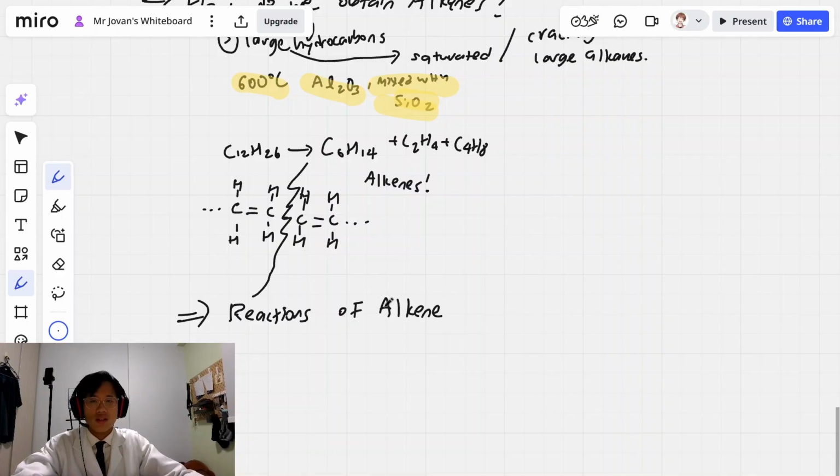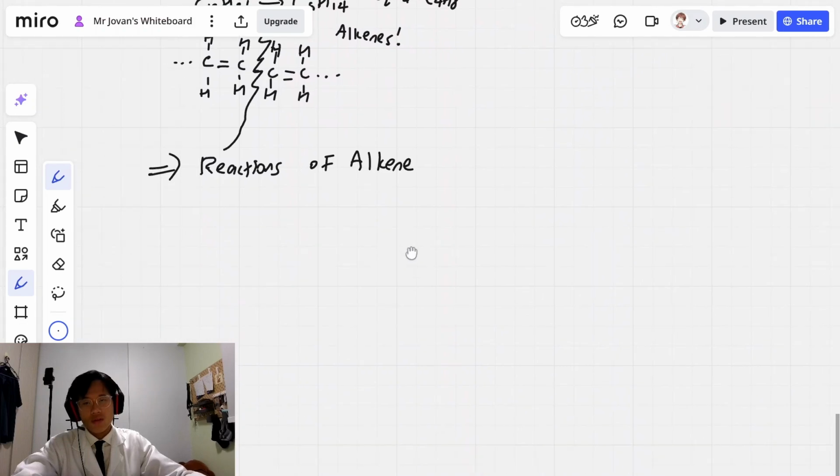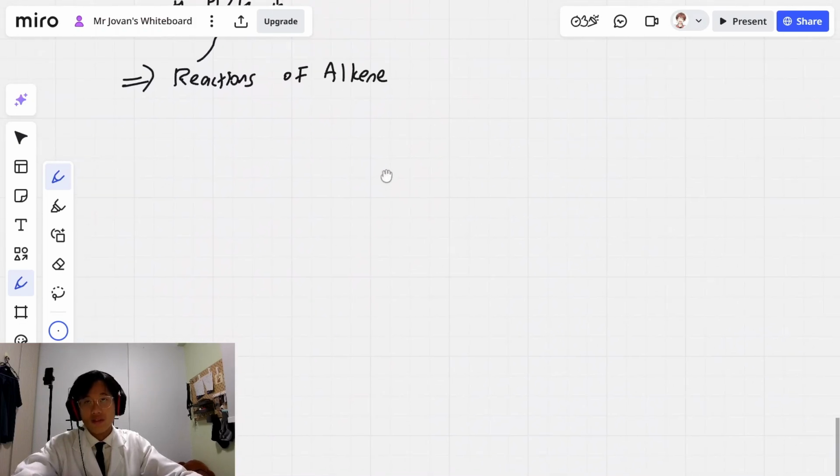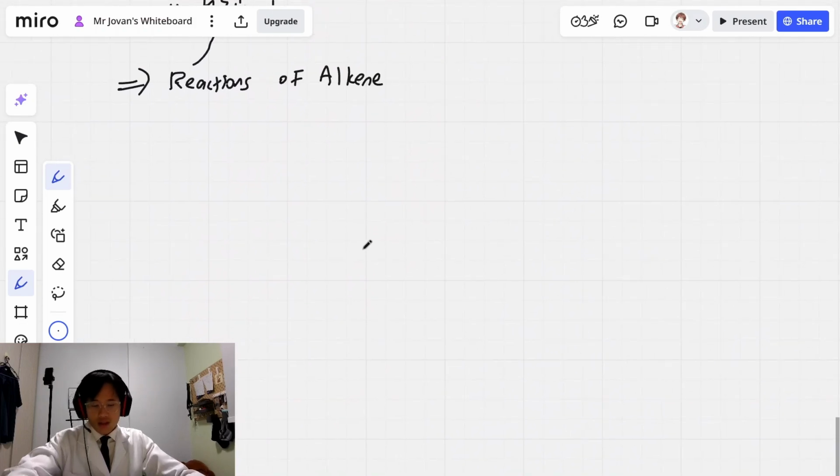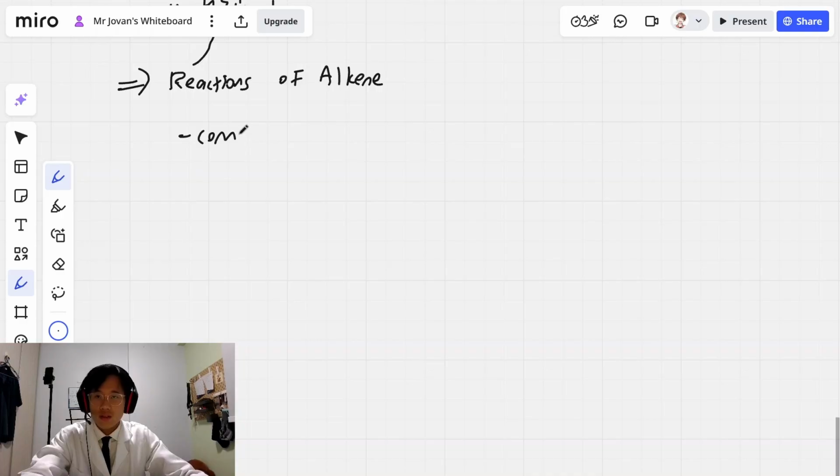Okay, everything is linked together. But we have some things we have to learn from scratch first. So for alkenes we have 4 different reactions. Two main ones that branch into a total of 5. Do you remember combustion? We have complete and incomplete. Now the next one that we have is called addition.